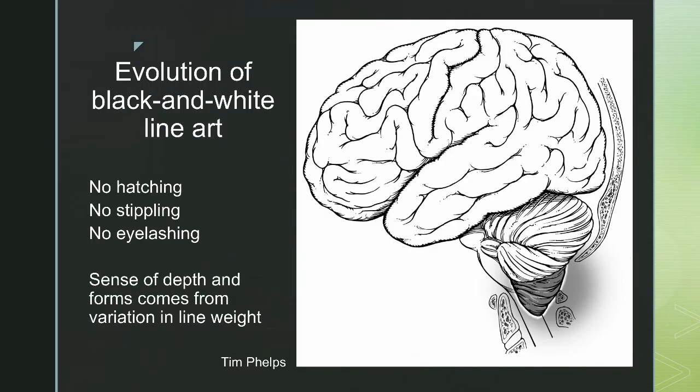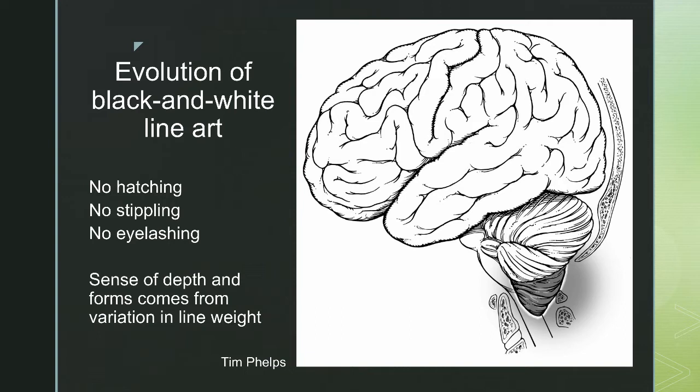So over the course of the 20th century, pen and ink styles have become much more simplified. If you look at most pen and ink work produced today, you find that there is little or no cross-hatching, no stippling, little or no eyelashing in the work. And yet, despite the lack of detailed shading, contemporary pen and ink work still has a sense of three-dimensional form.